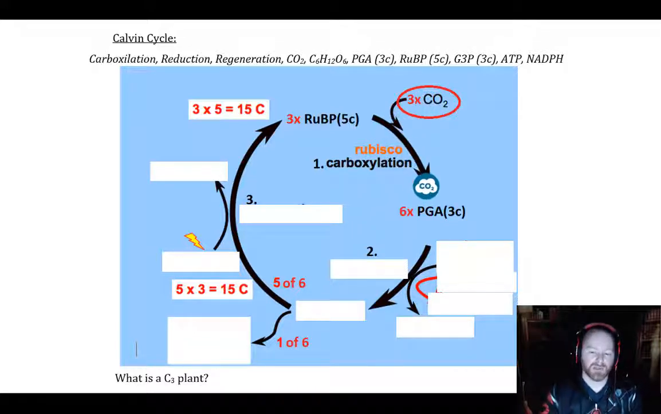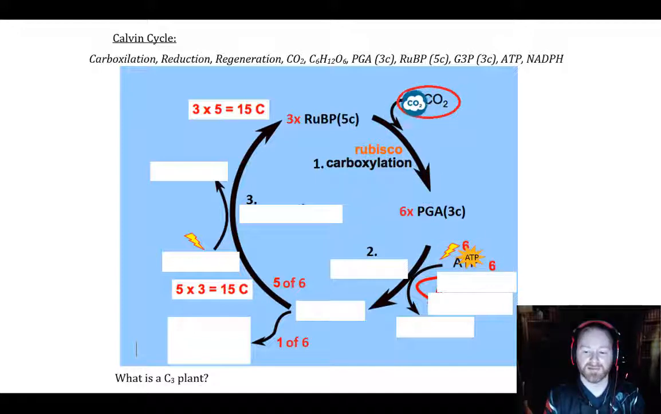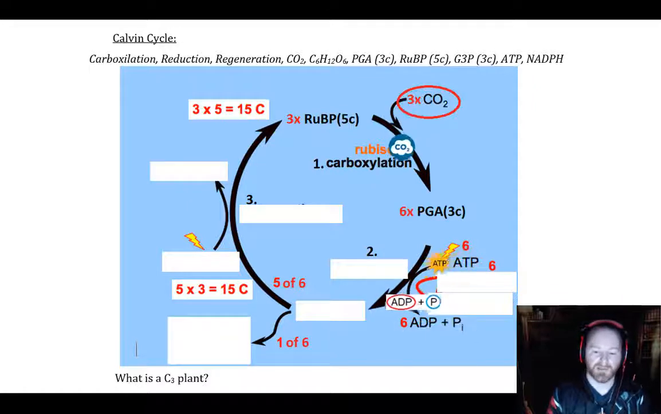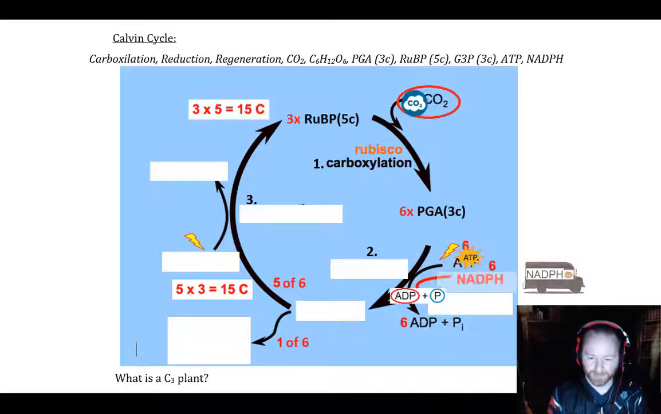Next, we have another step that we're going to go through. In this step, we need ATP to start off with, right? ATP is going to come in, and it's going to get used up to drive the process. ATP will always break down into ADP and a phosphate, right? We start off with 6 ATPs, and we end up with 6 ADPs.